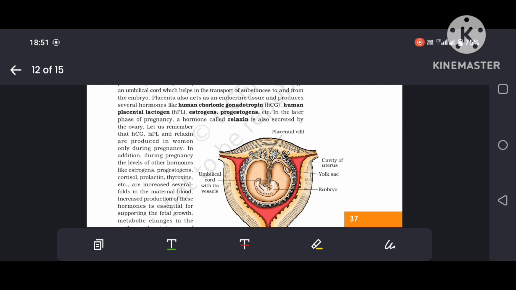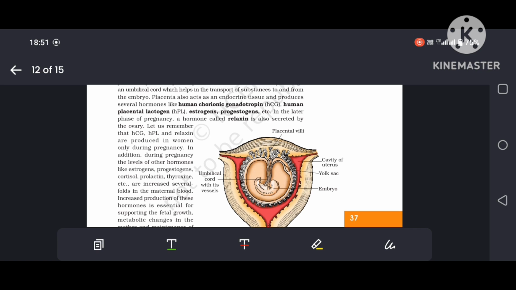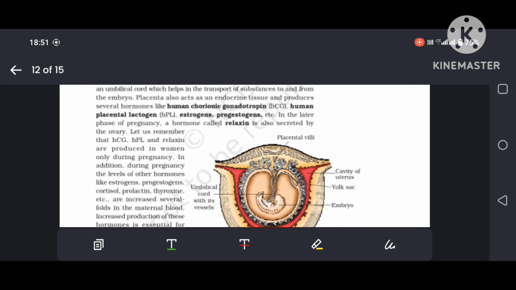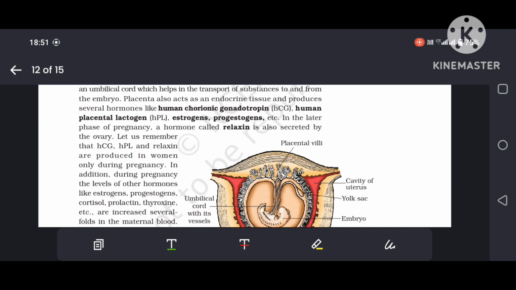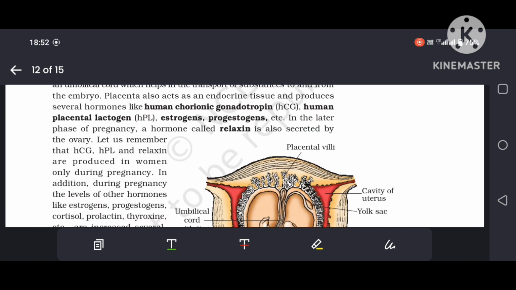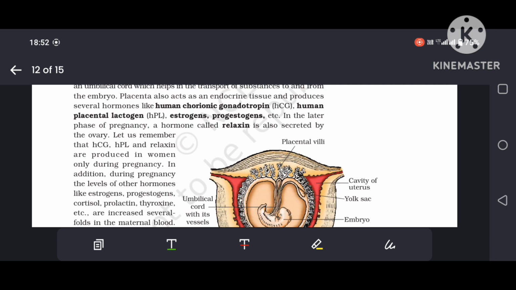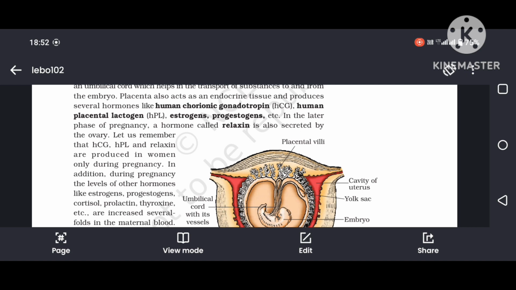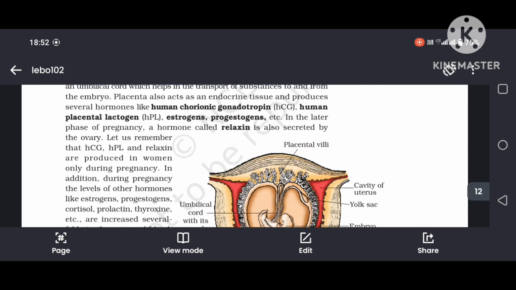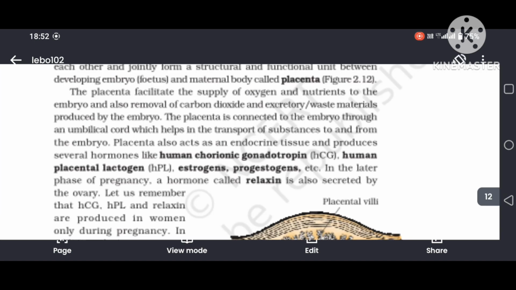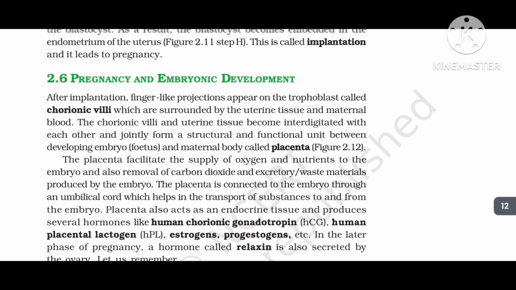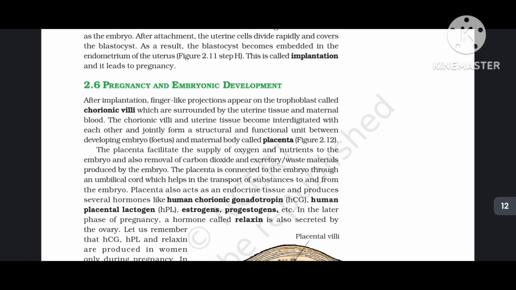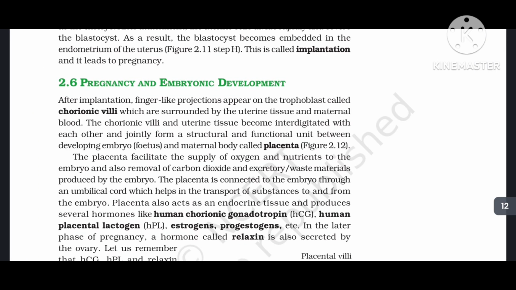In the latter phase of pregnancy, a hormone called relaxin is also secreted by the ovary. Let us remember that hCG, hPL and relaxin are produced in women only during pregnancy. In addition, during pregnancy, the levels of other hormones like estrogens, progesterones, cortisol, prolactin, thyroxine, etc. are increased several folds in the maternal blood. Increased production of these hormones is essential for supporting the fetal growth, metabolic changes in the mother, and maintenance of pregnancy.